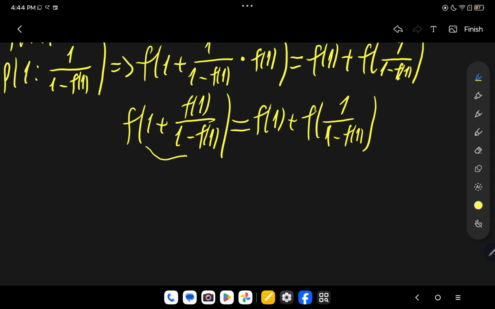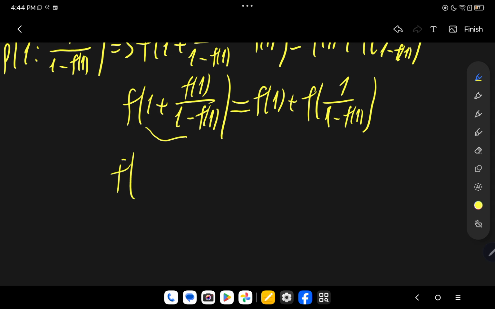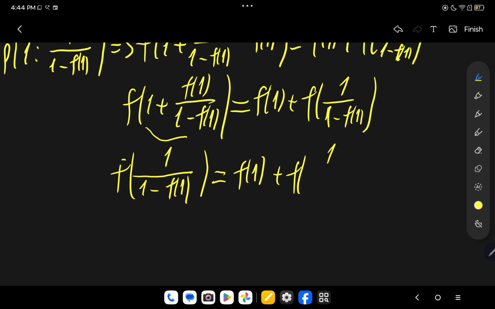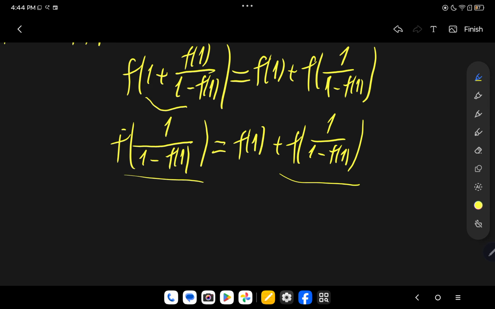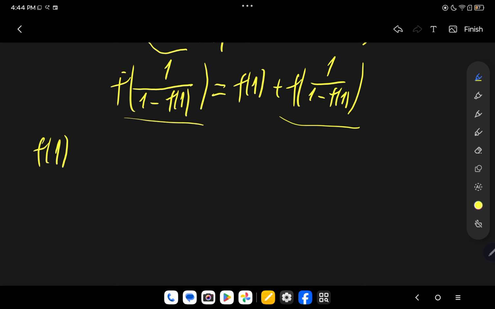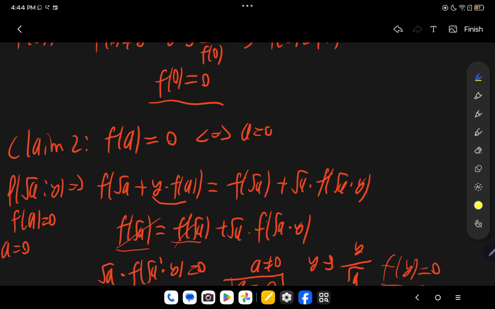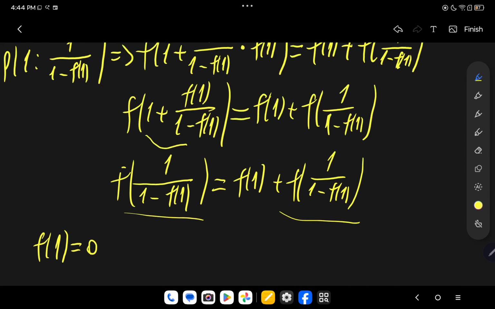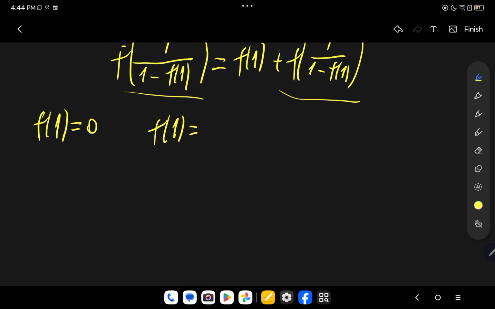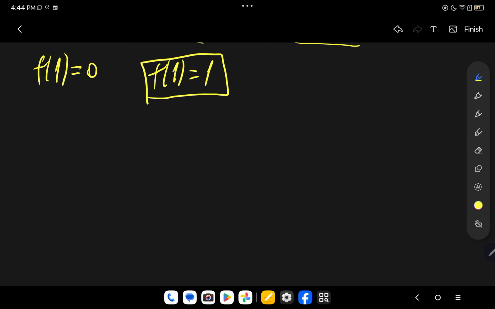Now let's add these two, and we will get f(1) divided by 1 minus f(1) is equal to f(1) plus f(1) divided by 1 minus f(1). We can see that these two are the same, so we get that f(1) is equal to 0. But from our claim 2, we know that if f(a) is 0, then a must be 0, but here a is 1, so this is a contradiction, which means that f(1) should be equal to 1.